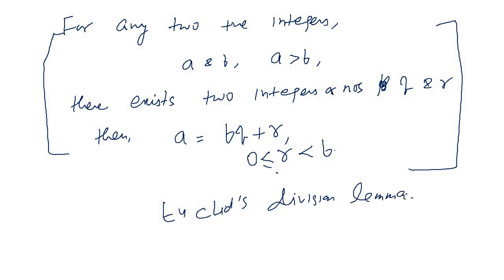Now we will use this lemma to solve some problems in maths. For example, we will use this lemma to find out the HCF, that is the highest common factor, between two integers. Since we use this lemma to find the HCF between two numbers, in that case this lemma is termed Euclid's division algorithm. When the lemma is used to solve a problem, it is termed an algorithm.